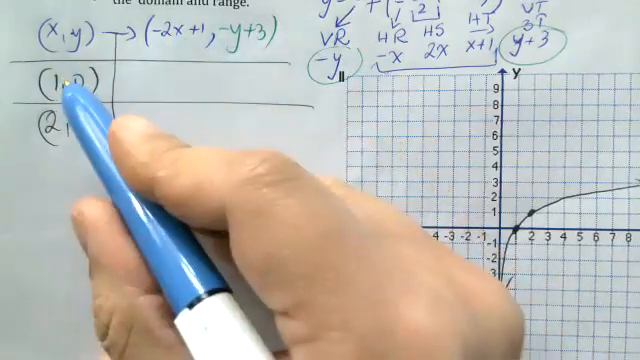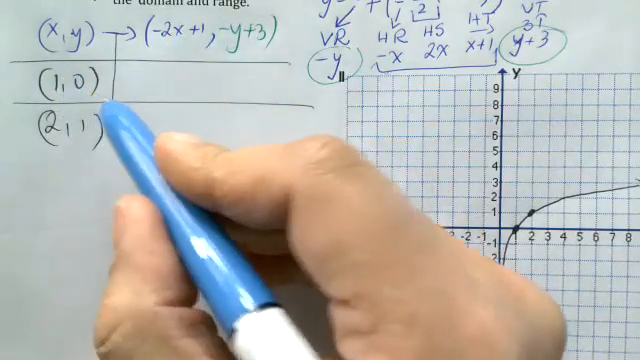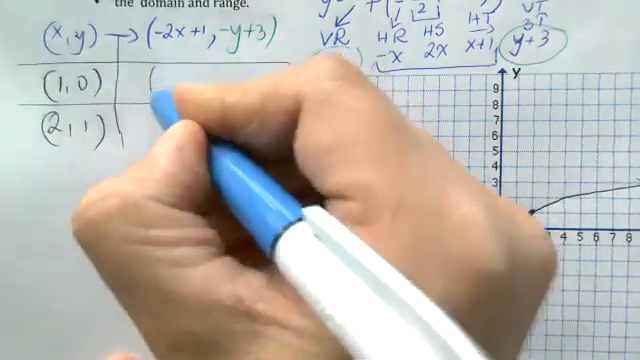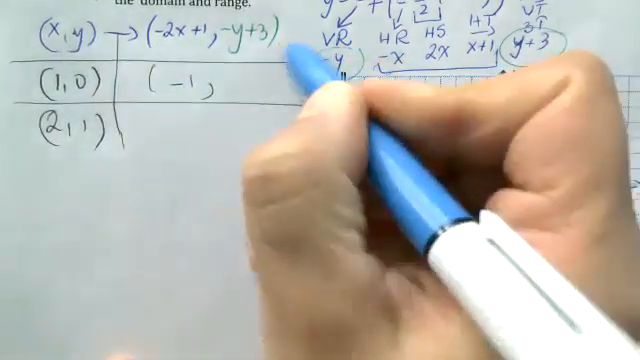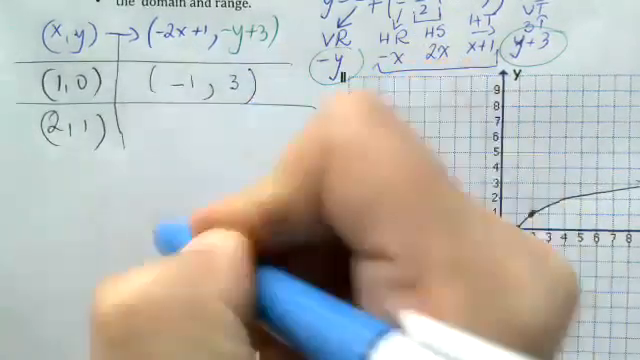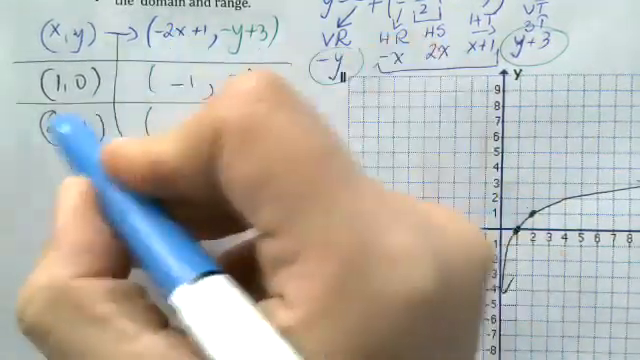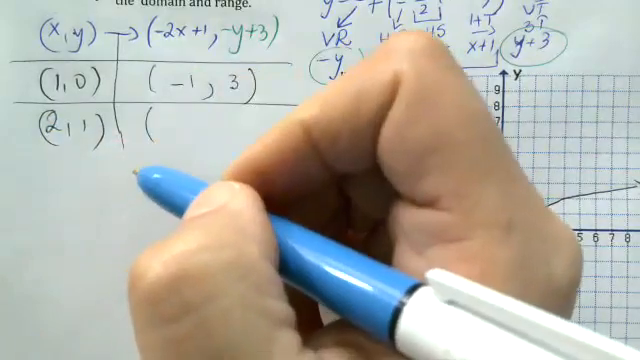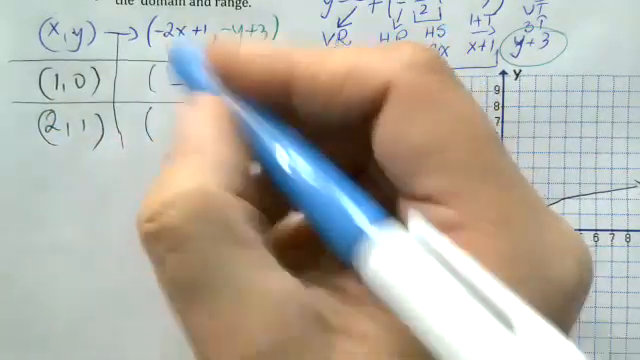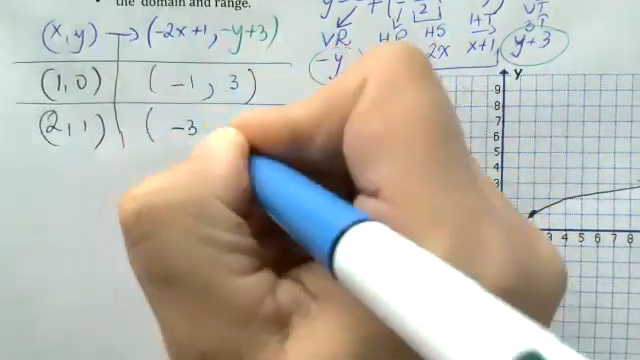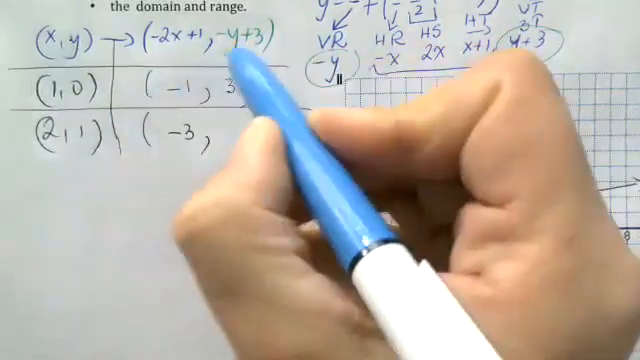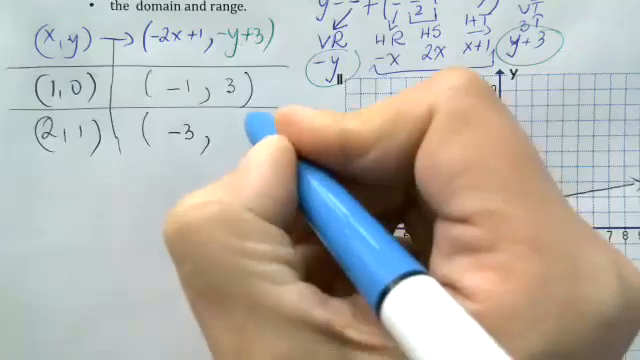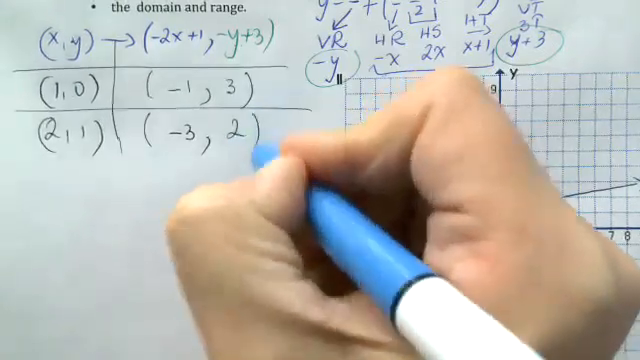Negative 2 times 1 is negative 2, plus 1 is negative 1. 0 plus 3 is 3. Negative 2 times 2 is negative 4, plus 1, negative 3. Negative 1 plus 3 is 2.